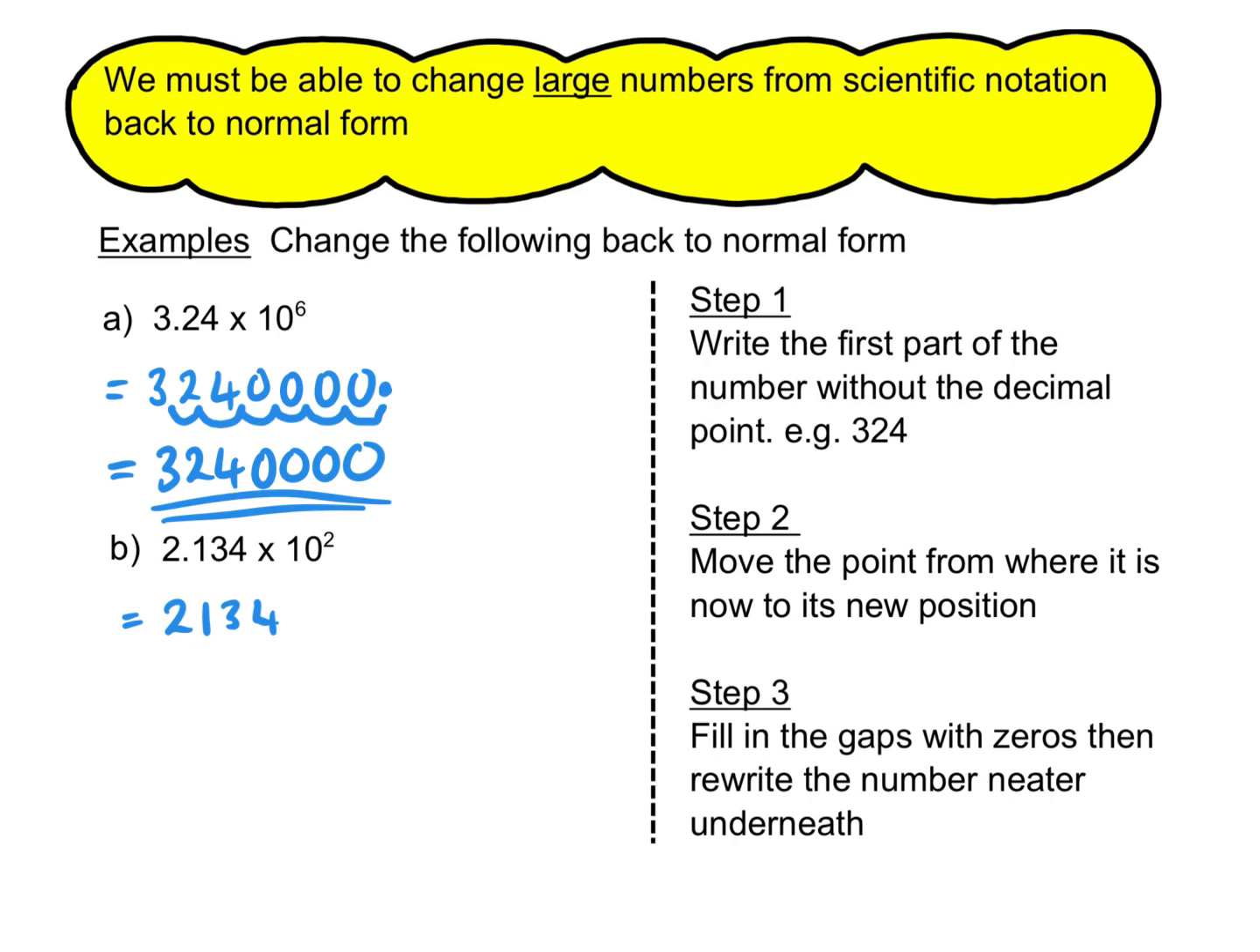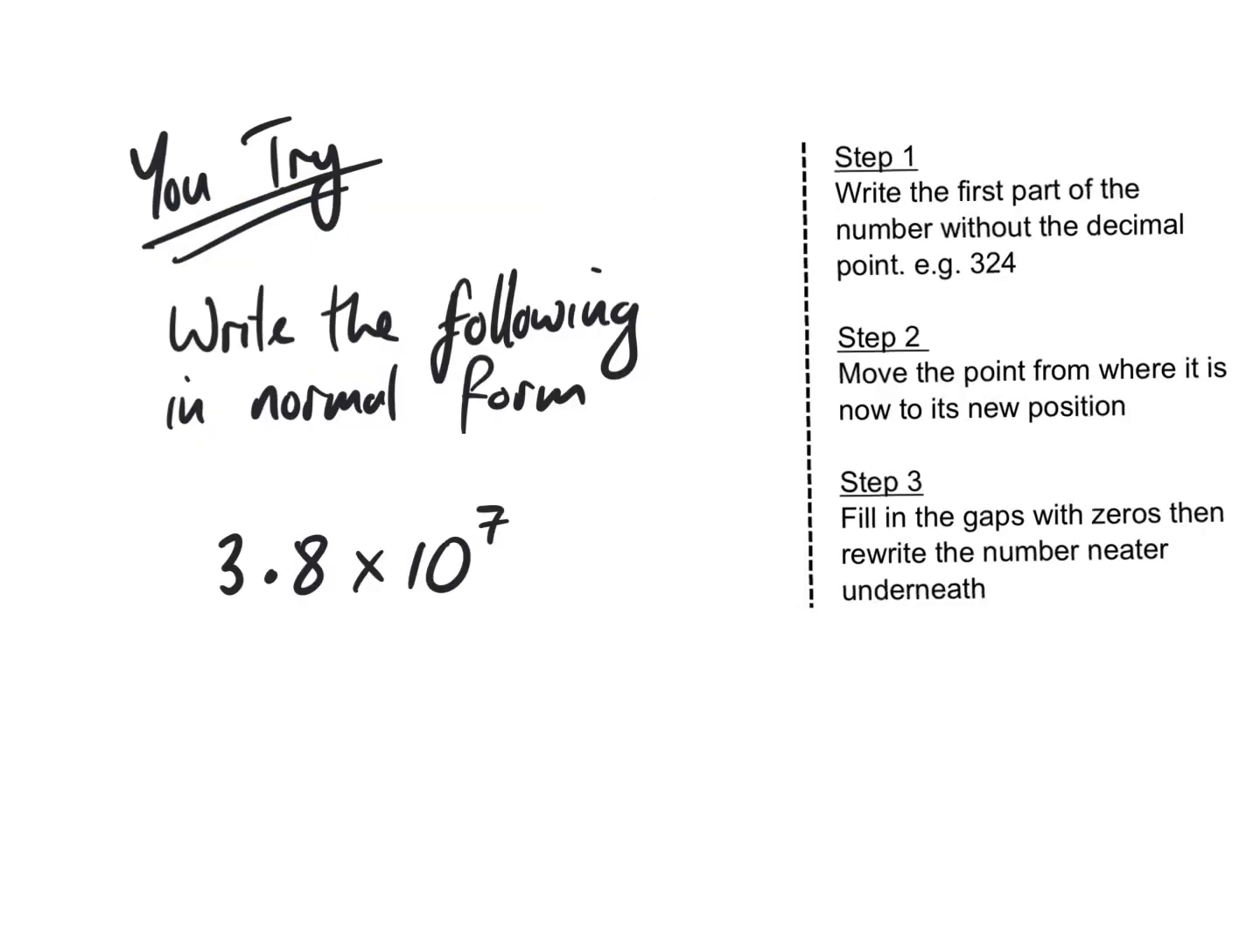So the decimal point is currently here. I want to move it twice. So I'm going to just count from where it is. It's currently here, so I'm going to move it once, twice, and I'm going to put it in its new position there. And I'm going to write that out a little bit neater, 213.4, like that.